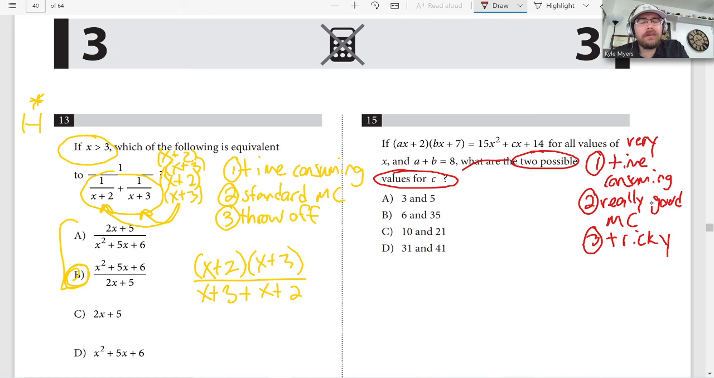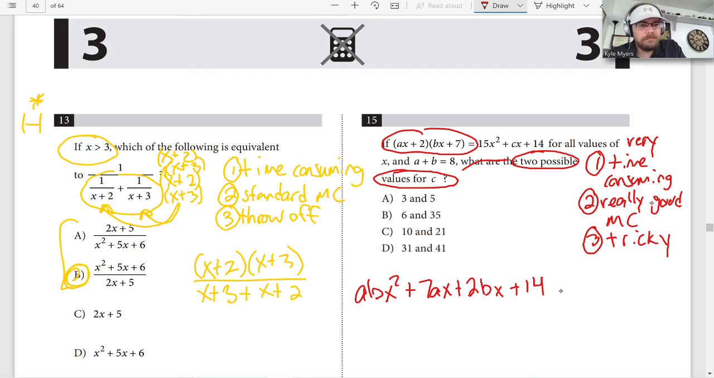So here's what you do. We're going to FOIL all this out first. So it's going to be abx squared plus 7ax plus 2bx plus 14. All right, and that equals 15x squared plus cx plus 14. Okay, so I just FOILed out the stuff that's on the left. Notice the 14s cancel. You don't have to worry about that stuff.